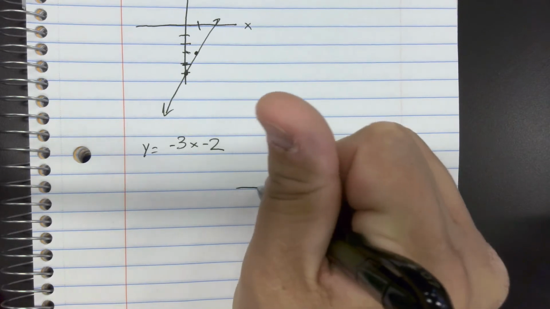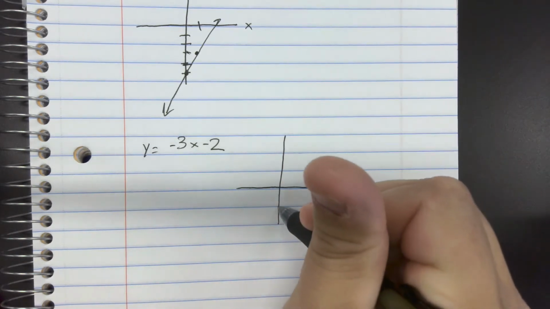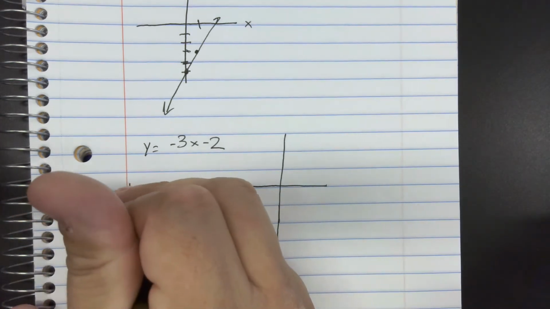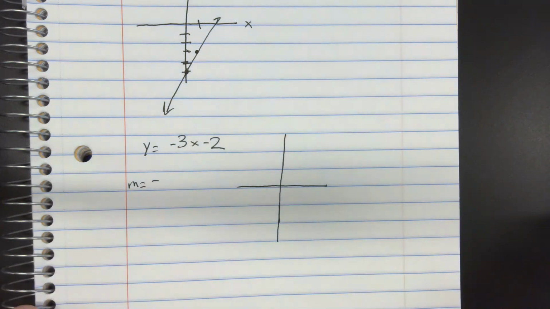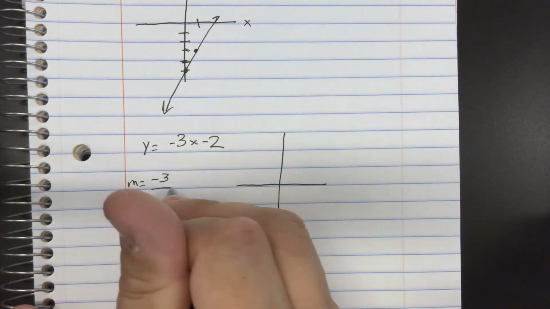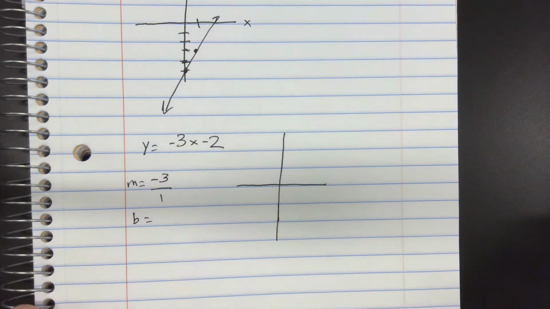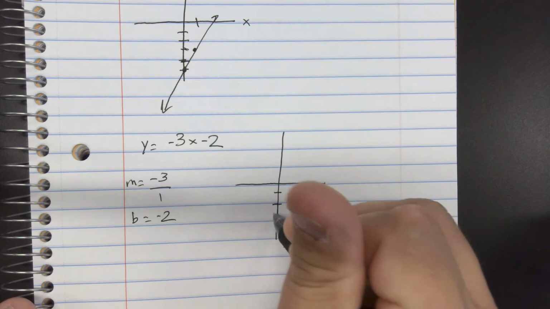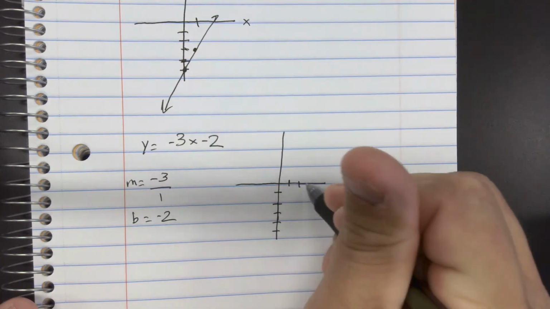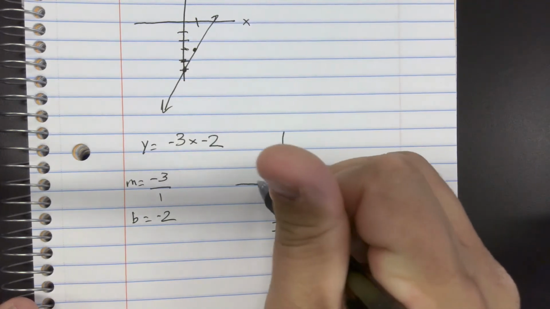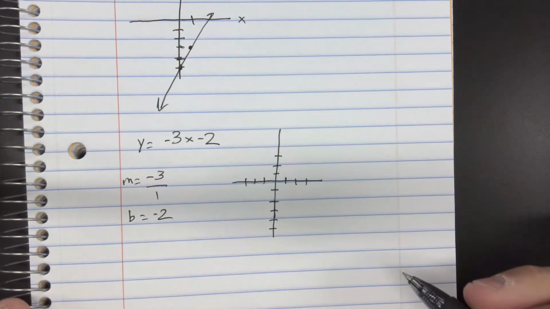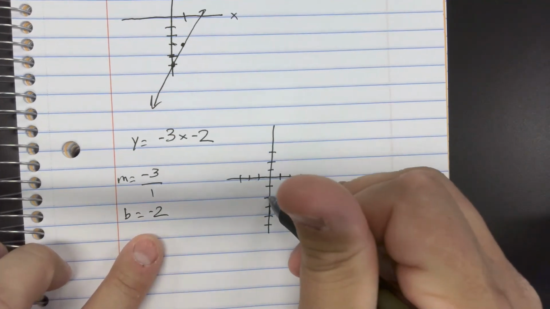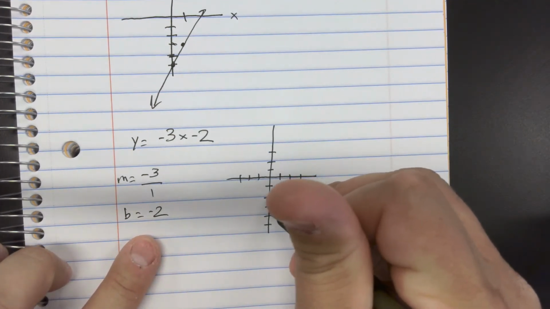Here's my graph. Okay, what's my m? Negative 3 over what? Good. What's my b? Negative 2. So the first thing you're going to do is draw a graph so you guys can kind of see it. You're going to plot your y-intercept. Your y-intercept is always b. So you're going to come down here and put a dot at negative 2 on the y-intercept.